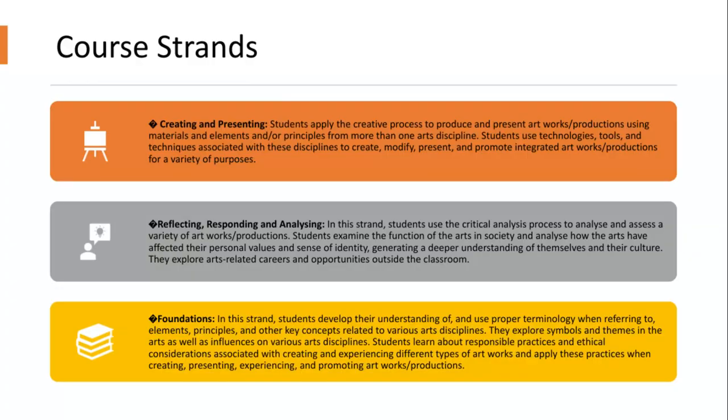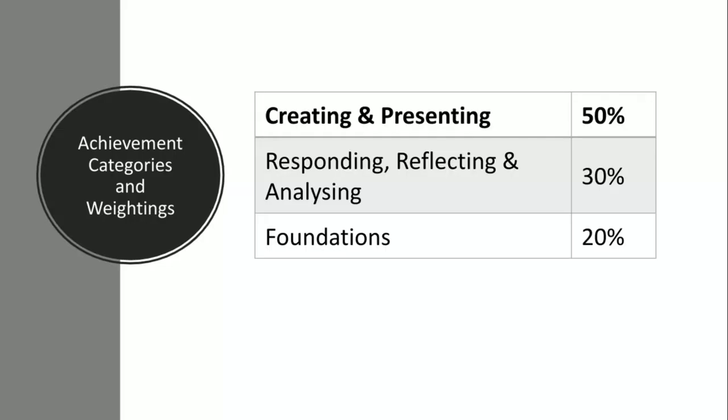Each one of your projects is going to be divided into 3 strands. This is just nice to know. There's creating and presenting, which is making the work and the process of making the work. Then reflecting, responding, and analyzing, which is writing about your art, reflecting on it, talking about other artists and your interests, and the ideas behind things. And then foundation, which is the knowledge of art history and the techniques. In each of those projects, I'm going to make sure that I integrate those 3 strands.